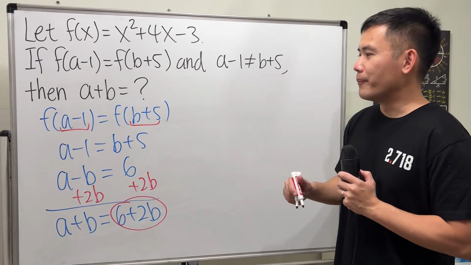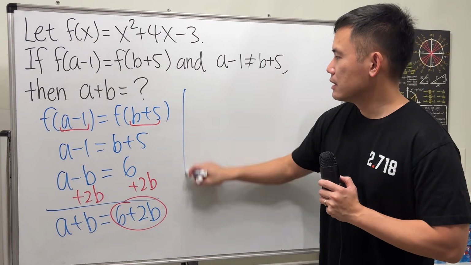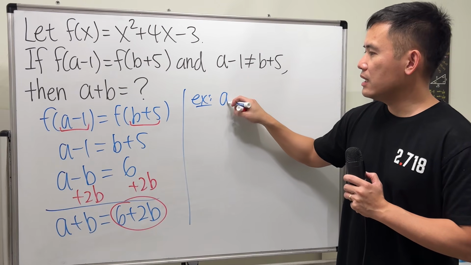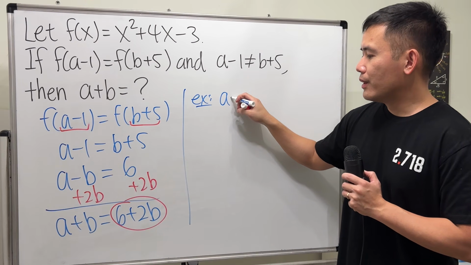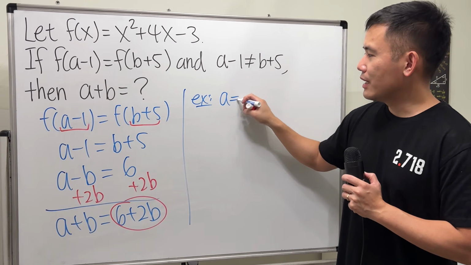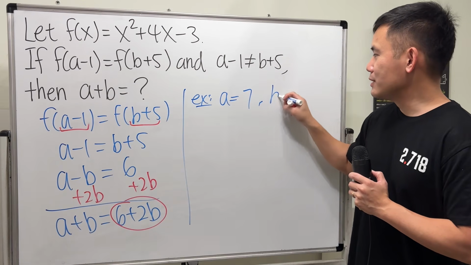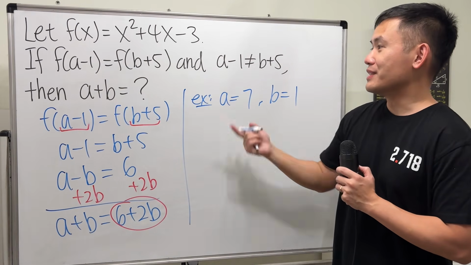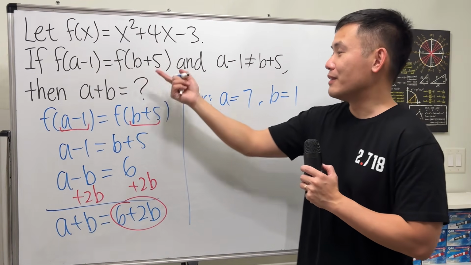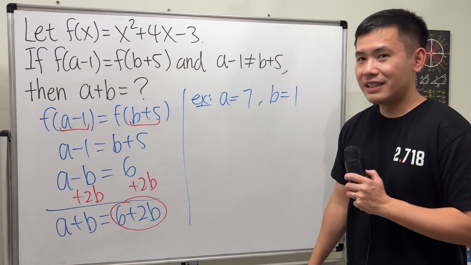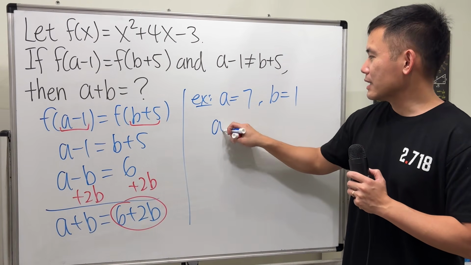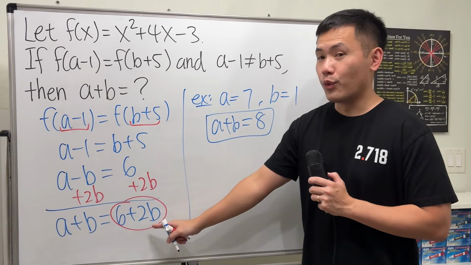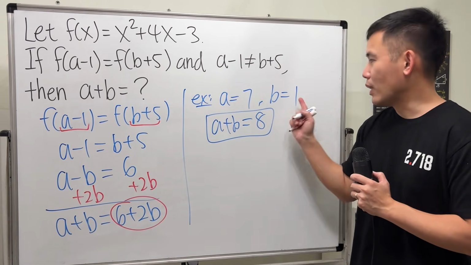So here's a quick example. Suppose, let's just say, a is equal to 7 and b is equal to 1. Then you can see that f of 6 is equal to f of 6, right? 7 minus 1 is 6, and then 1 plus 5 is 6. Now, what's a plus b in this case? In that case, that would just be 8.